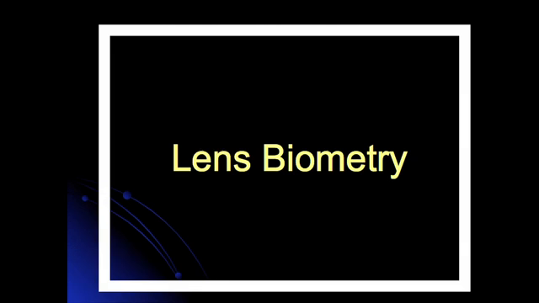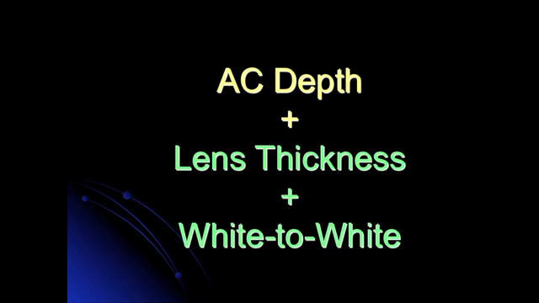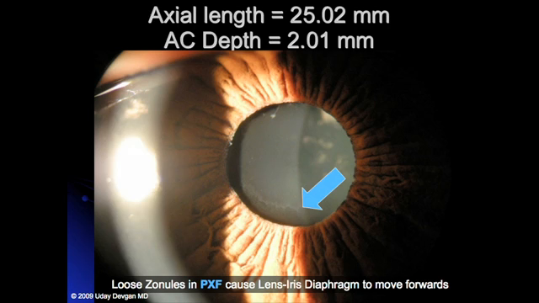For the lens biometry, we want AC depth, plus we need lens thickness, plus we need white to white. And I'll tell you why we need all that. Here's a patient of mine where the axial length was normal, slightly myopic, but the AC depth was very shallow. And I learned this from Alan Crandall, who taught me that if the AC is shallow in the presence of a long or normal axial length, that's because the zonules are so loose that the whole lens iris diaphragm is pushed forwards. So in this eye, with all this pseudoexfoliation material and the shallow AC, I know for sure this is going to be a loose zonule case.